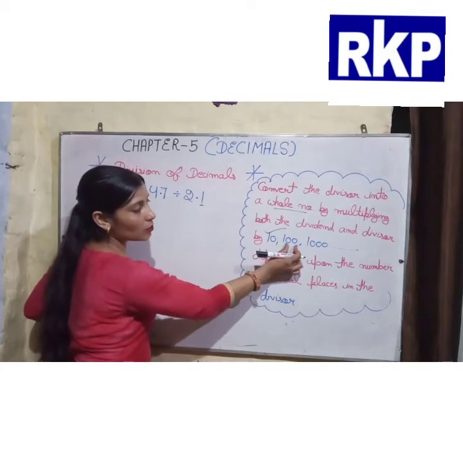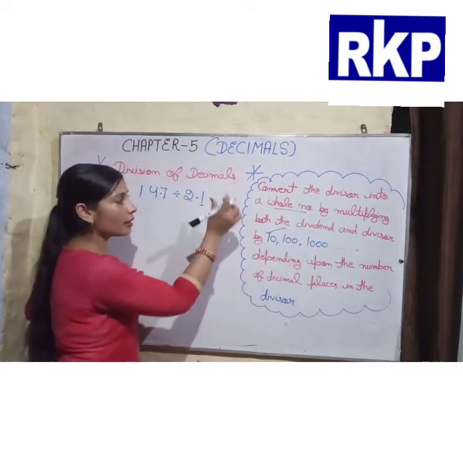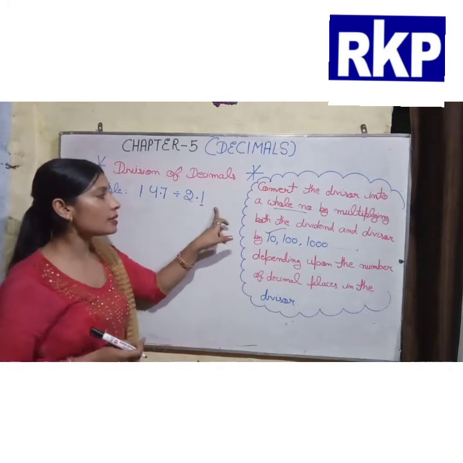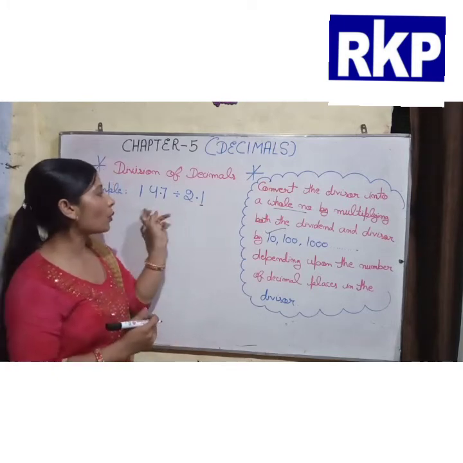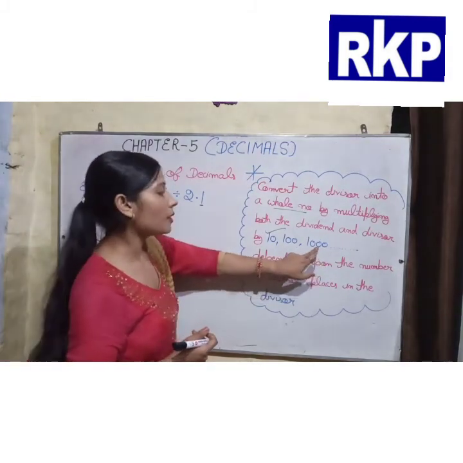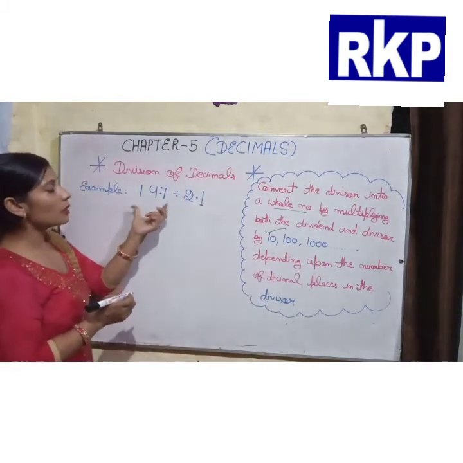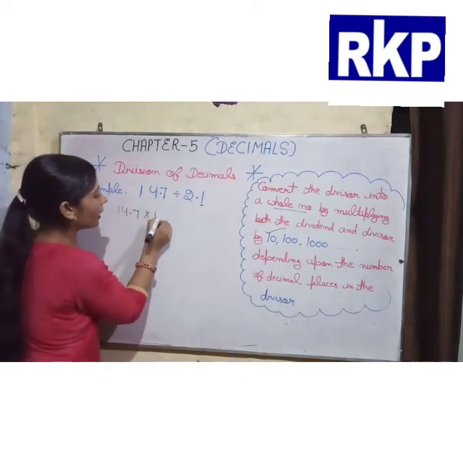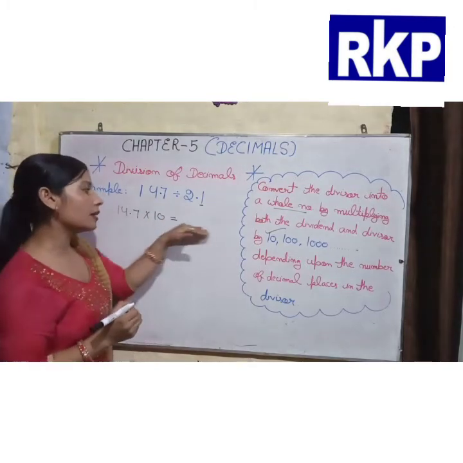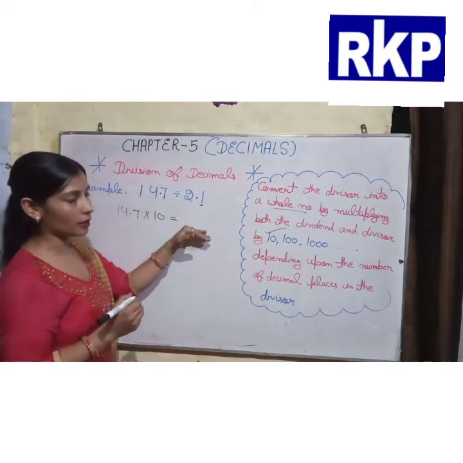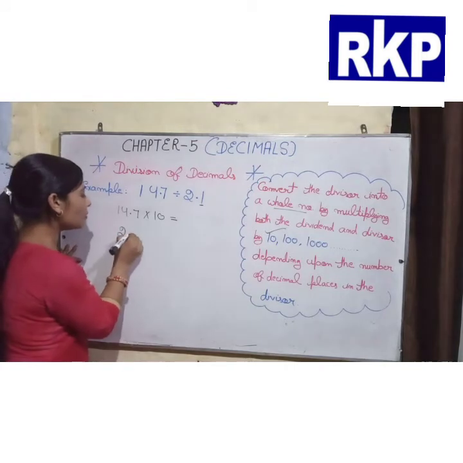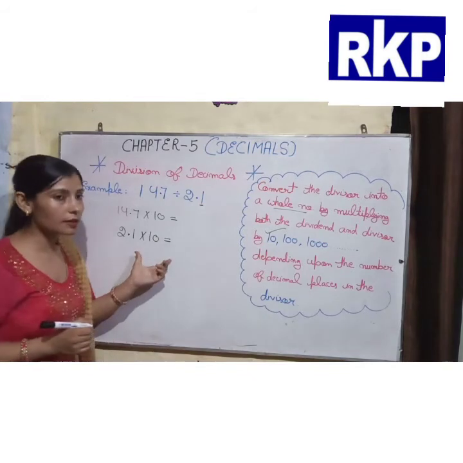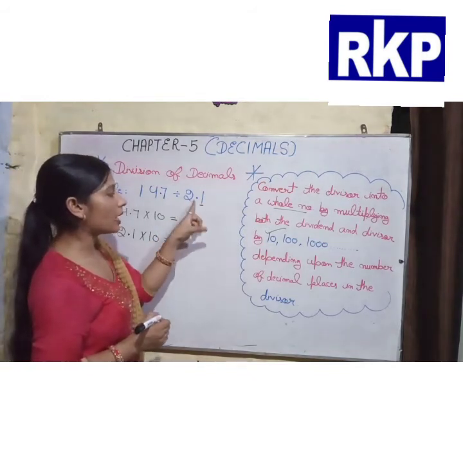Okay, if here we have two digits after the decimal point, then we have to multiply by 100, because here we have 20 in 100, and here if we have 3 digits after this decimal point in our divisor, then we have to multiply both by 1000. Okay, so now let us start. Here we have to multiply this 14.7 by 10. Okay, and here we have to write the answer product. Okay, and we have to multiply 2.1 also by 10 because here we have only one digit after the decimal point.